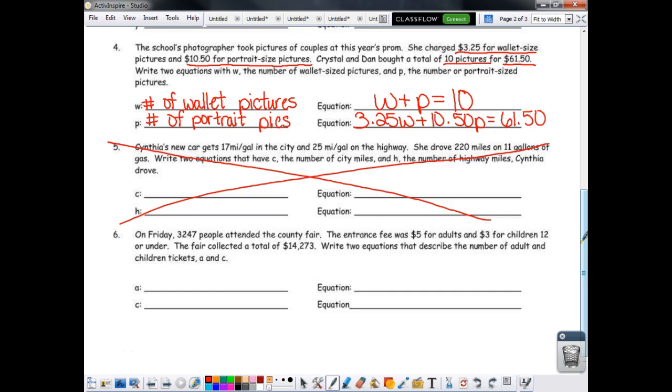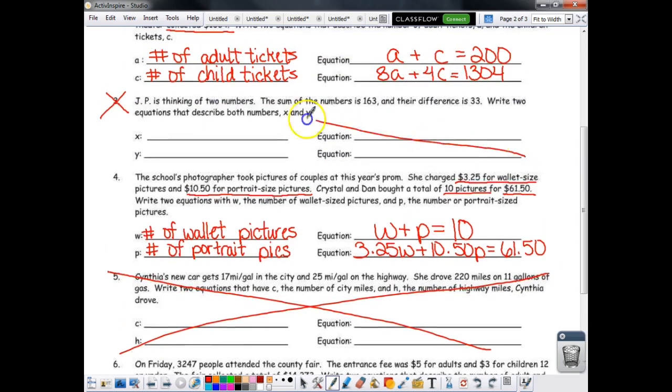Okay. Do we do 3? No, we skipped 3 and 5. Don't do 3 and 5. Yeah, don't worry about 3 or 5. Okay, so go ahead and work on that.